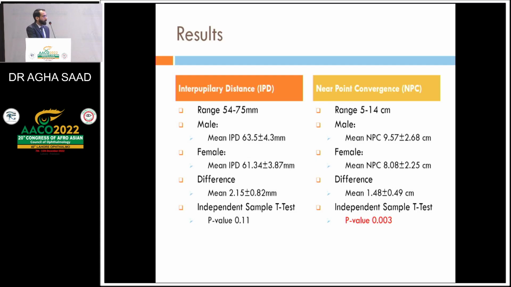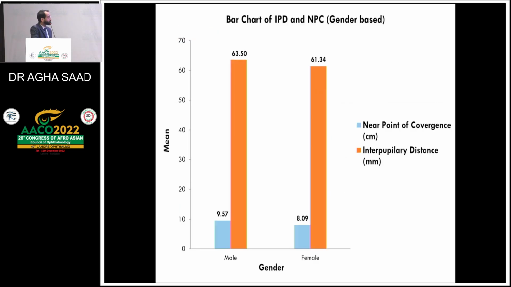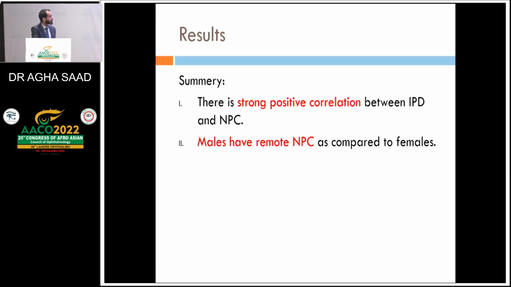The near point of convergence of the individuals included in this study ranges from 5 to 14 centimeters. The mean NPC of male and female was also mentioned. The difference between male and female NPC was 1.4 with a standard deviation of 0.49 centimeters. The independent sample t-test showed that this difference between male and female NPC was very significant with a p-value of 0.003. This graph represents the mean values of near point of convergence and interpupillary distance between males and females.